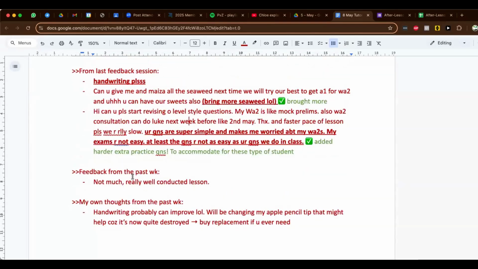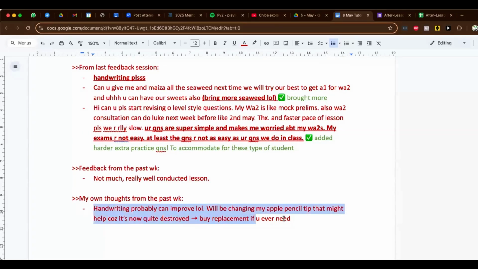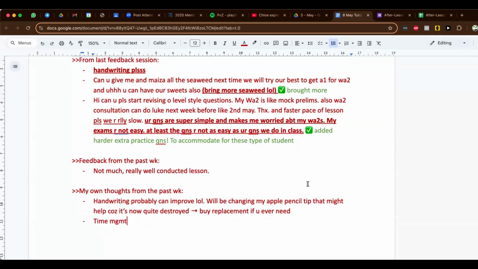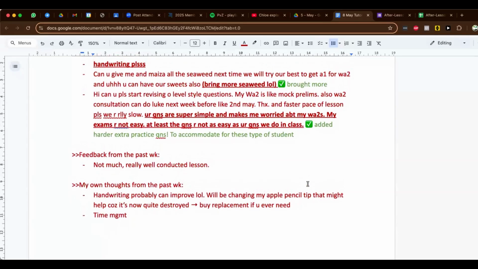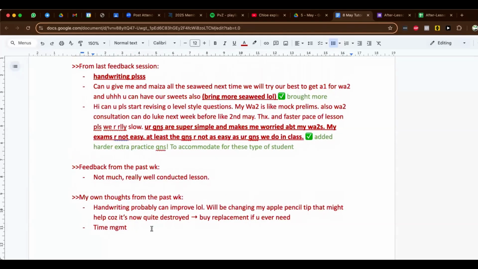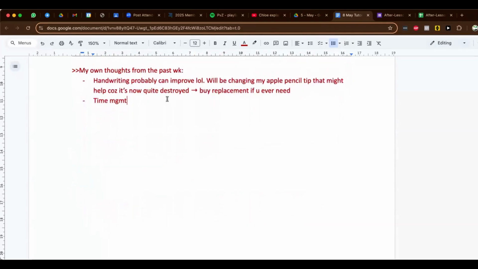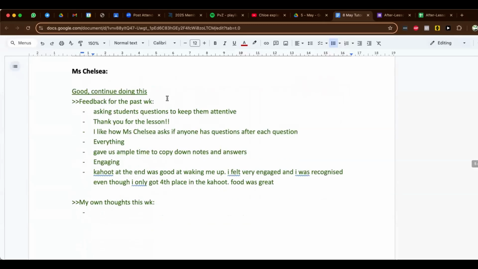Okay, then feedback from this past week, right? No negative feedback, but what I think I can improve is the handwriting and time management as well. Time management is usually the thing that I don't put a tick in for my after-lesson checklist. But all the other things were good, were done. Okay, Chelsea's done.